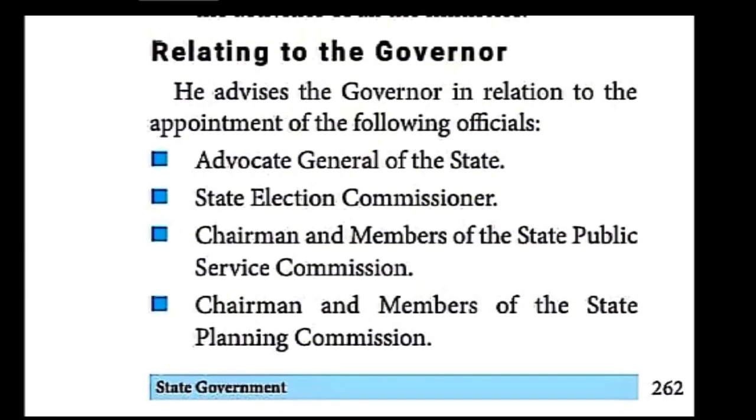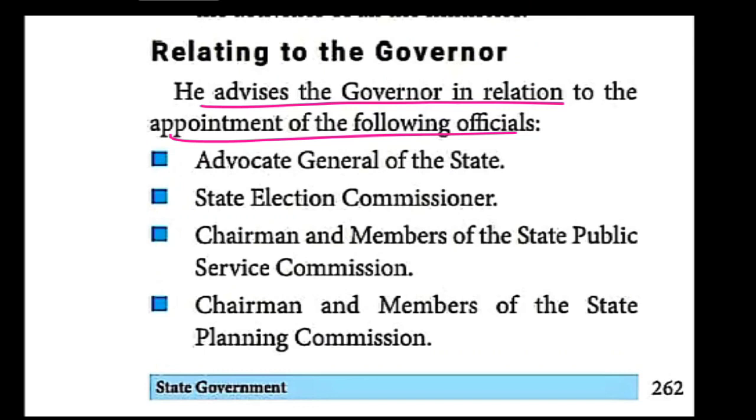Yes, next para. What is given relating to the governor and the chief minister? What are the powers he has relating to the governor? The next thing here is that he can give advice to the governor in relation to the appointment of the following officials.